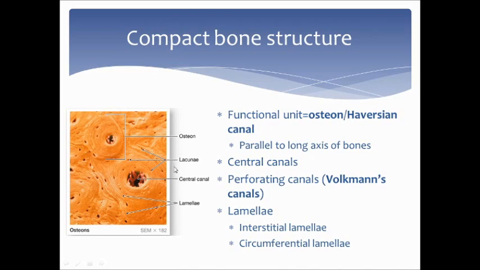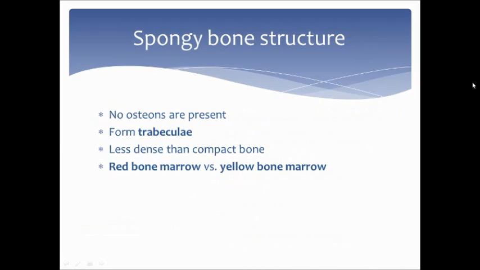We also have lamellae, which are the concentric rings. So there are interstitial lamellae that help to fill the spaces between osteons. And there are also circumferential lamellae found on the inner and outer surfaces of bones. And they'll be covered by periosteum or endosteum, and they're produced during bone growth. Osteocytes will make up the cellular components of these osteons, and they will be sitting within lacunae. So that was compact bone structure.